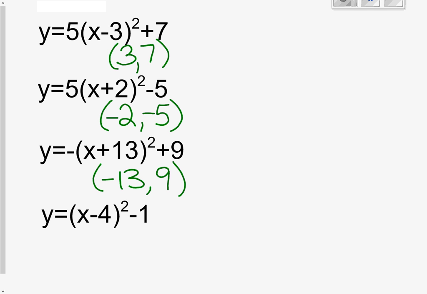And last and not least, here we have a -4. When I bring it up, it becomes a +4. And my constant is a -1. So to determine where our vertex is from anything of these forms is actually quite simple. It's just a matter of pulling out our information that we need.